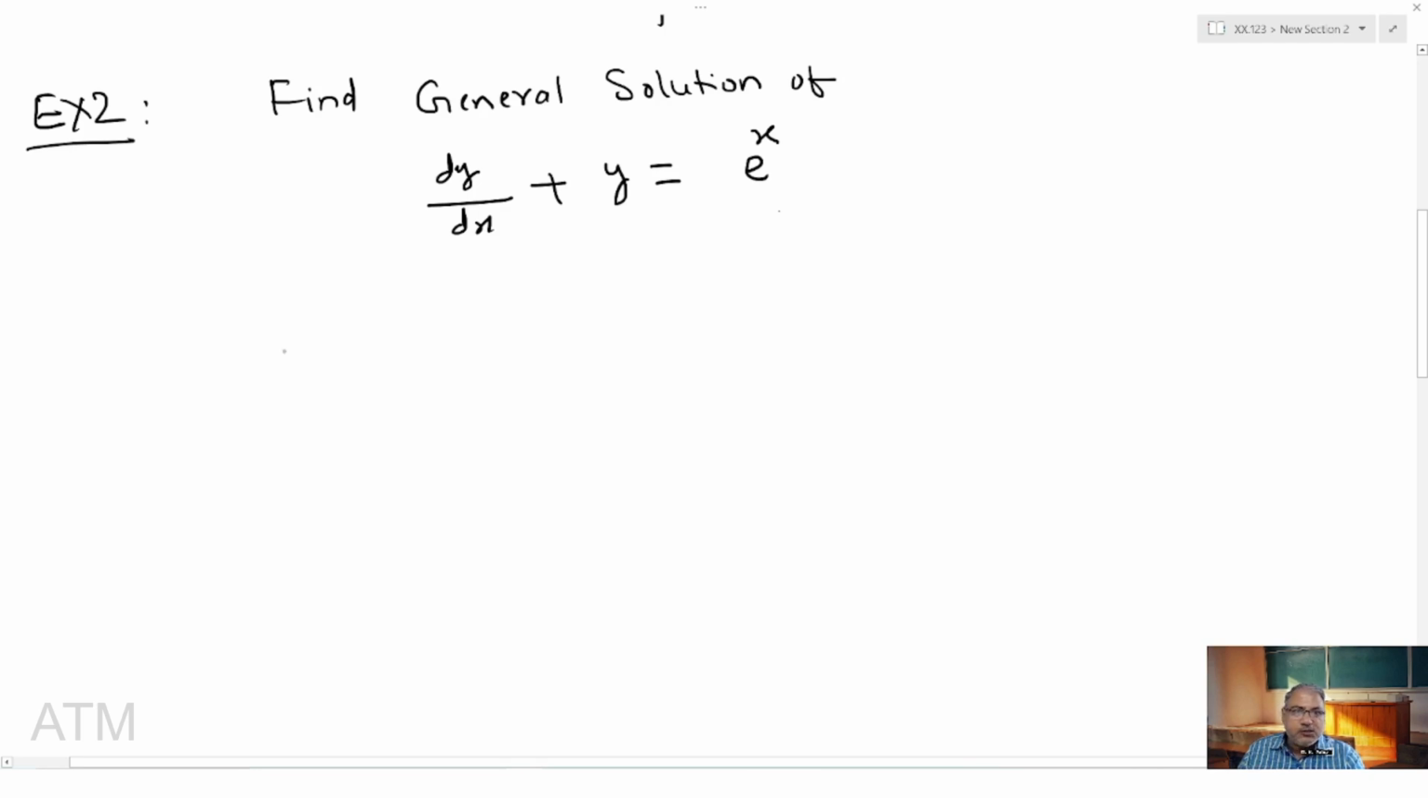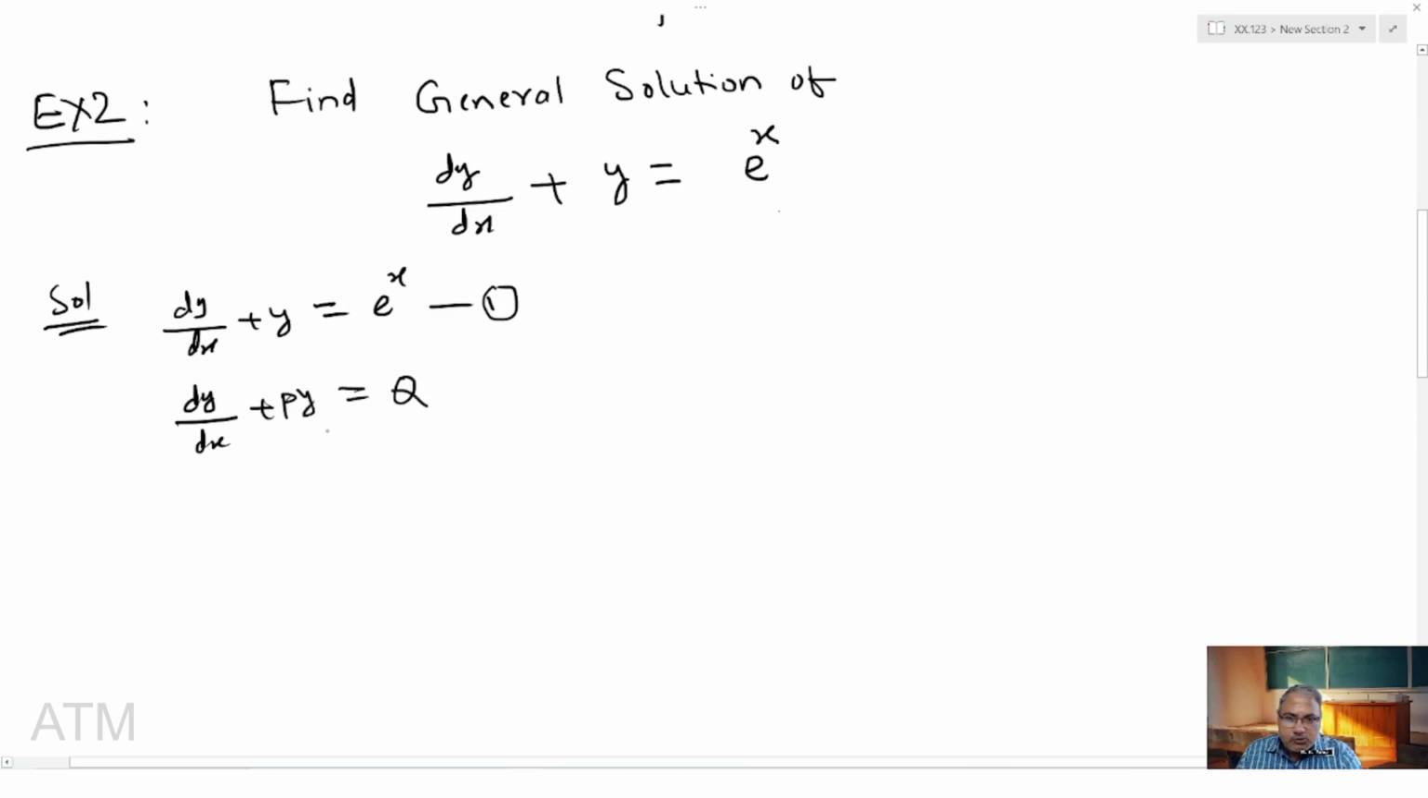Example 2. Find the general solution of dy by dx plus y equals e raised to x. Solution. First of all, what we do? We write as it is dy by dx plus y equals e raised to x. Call it 1. Comparing it with the standard equation dy by dx plus py equals q, after comparing we get p equals 1 and q equals e raised to x.